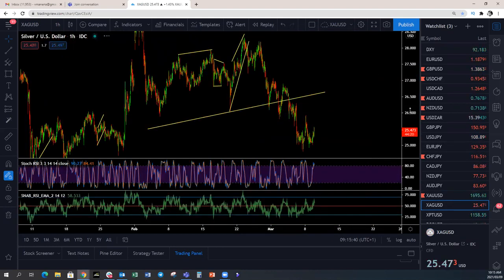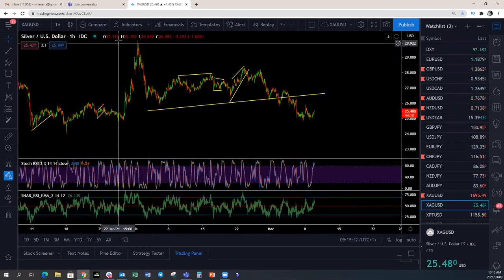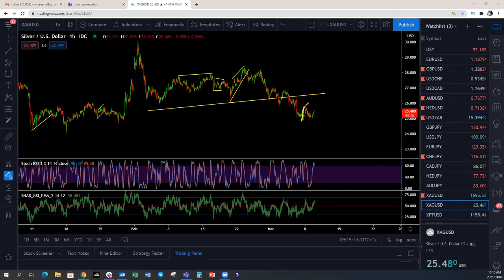Silver. Overall, silver, we should see this make a continuation pattern here as follows, and then downside before any reversal.